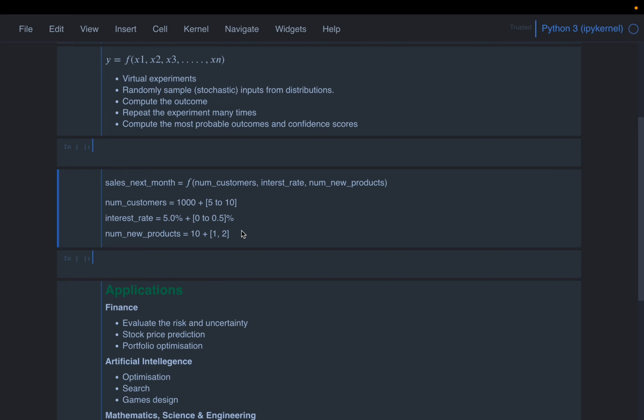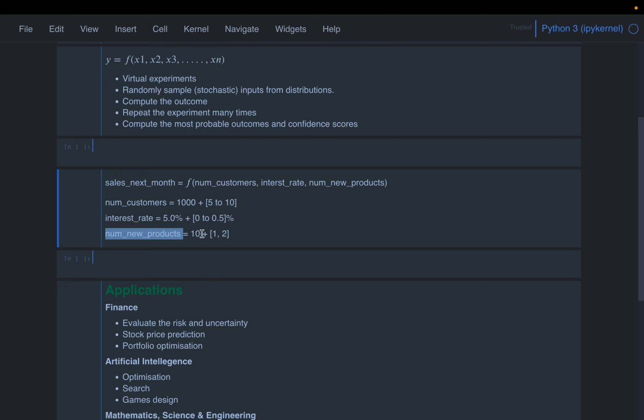So the first experiment is, given that we know the number of customers is going to be between 1005 to 1010, what we do is we pick one value. We randomly pick one value from this probability distribution or the range, the likely range, right? So we pick one value for number of customers. We pick one value for the interest rate. We pick one value for the number of new products. It can be 11, for example, right?